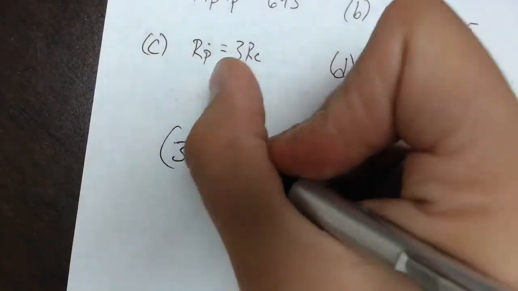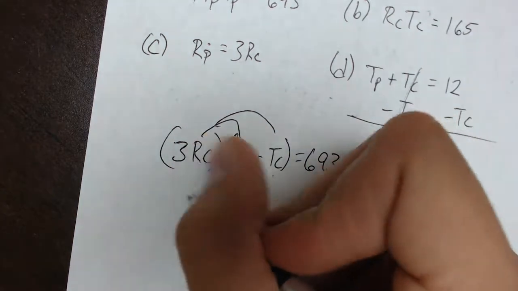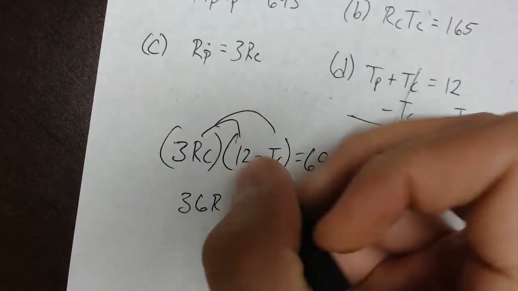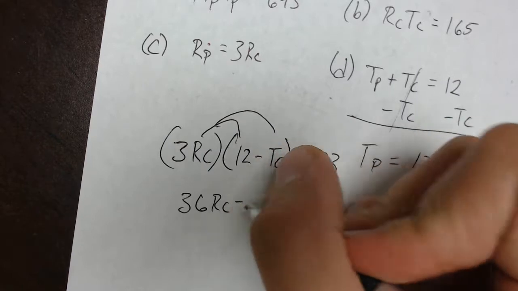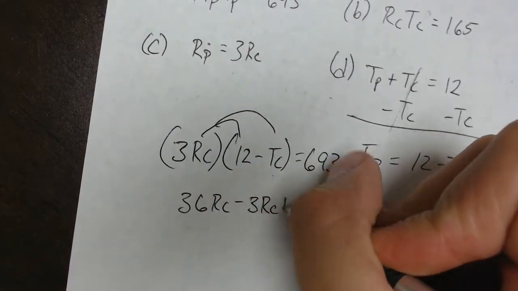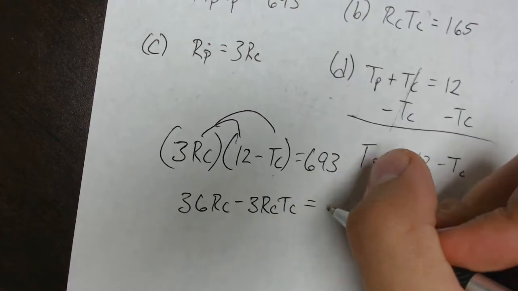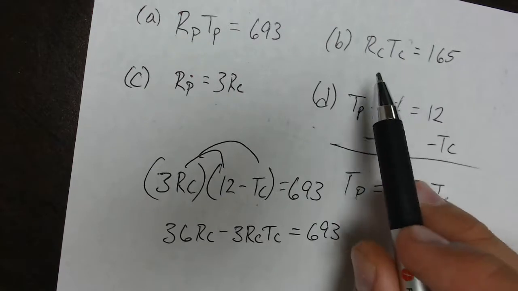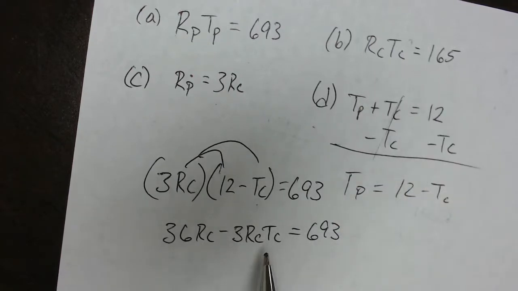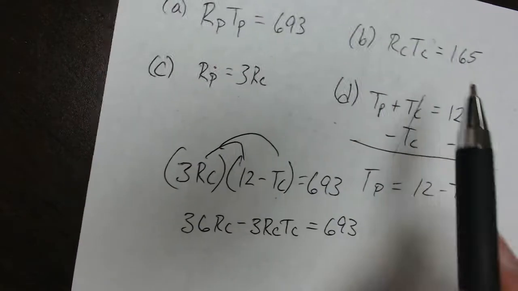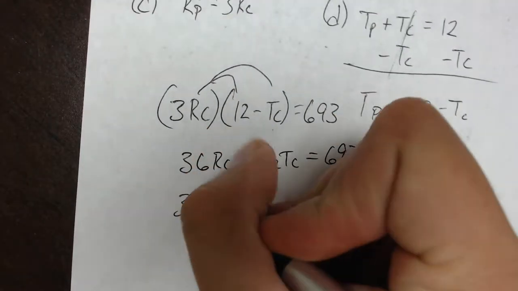Now I can simplify by using distributive property. This gives me 3 times 12, 36 times rate of C, minus 3 RC TC, and all of that is going to equal 693. Now if you remember what I was talking about before, we want to substitute for both of these at the same time, and in this equation we see RC TC. So instead of writing RC TC, I can just write the value of 165. So I'll go ahead and rewrite this.